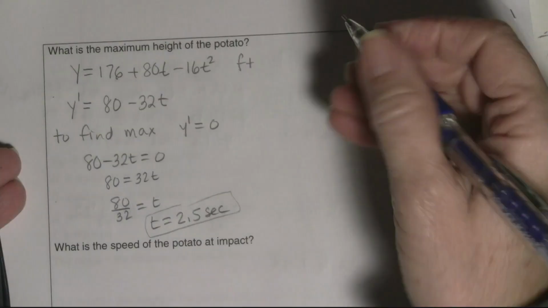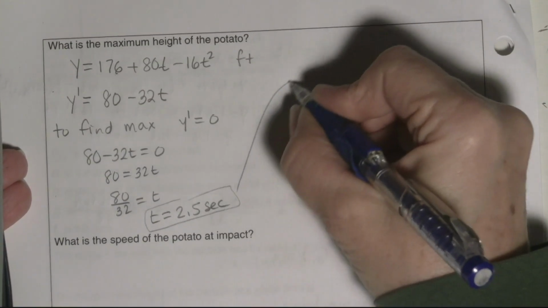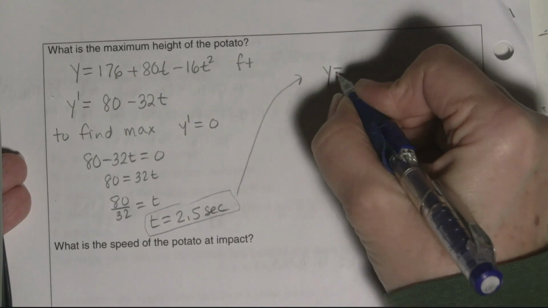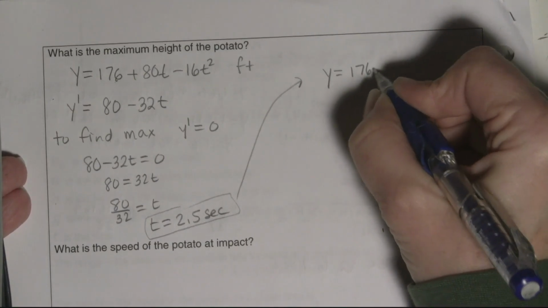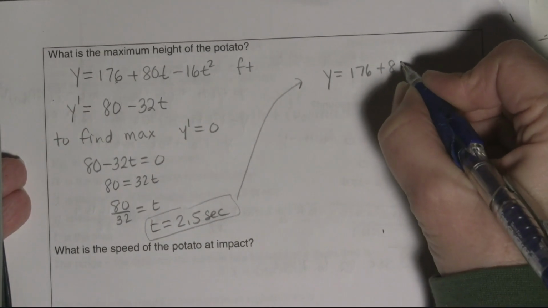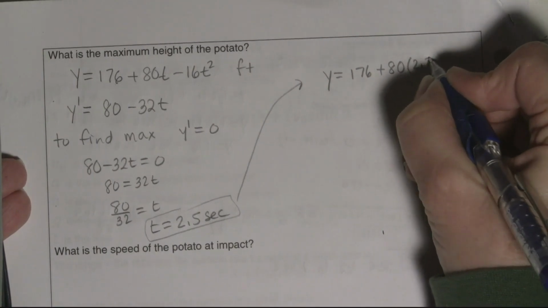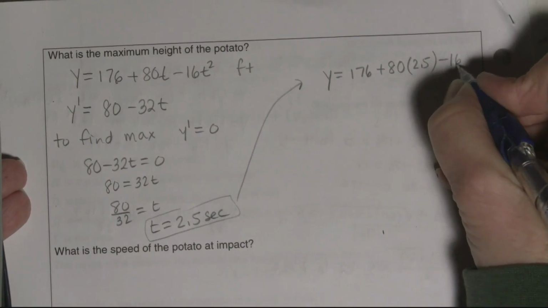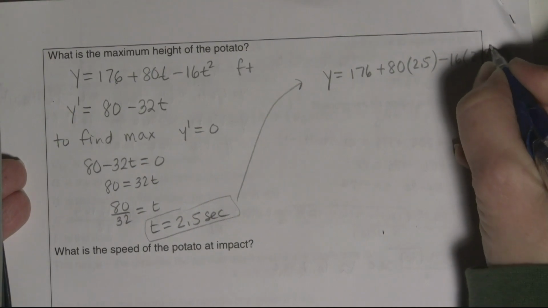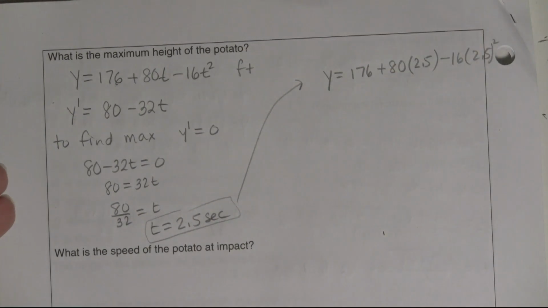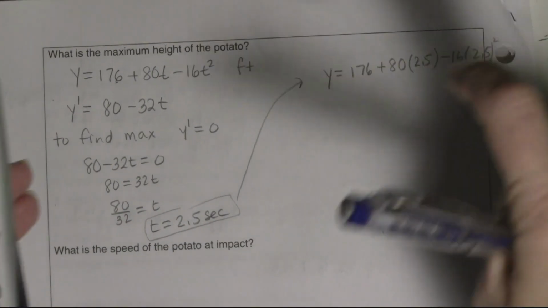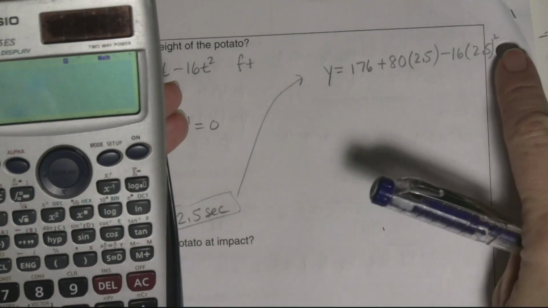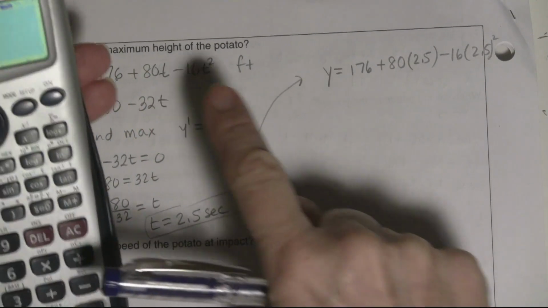And so the max height, we can find that easily by plugging into y. So y equals 176. That was pretty nice that it's 2.5 seconds, right? 80t, 2.5, minus 16, 2.5 squared. And I'm going to put that in my formula. I got into my hole right there. Sorry about that. But I just put it in that formula, right?